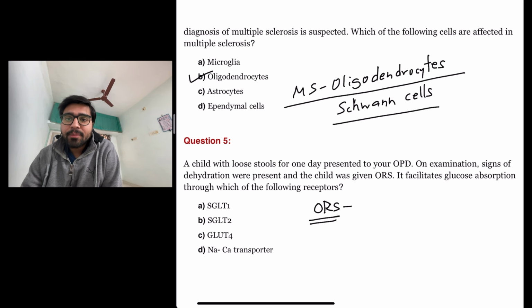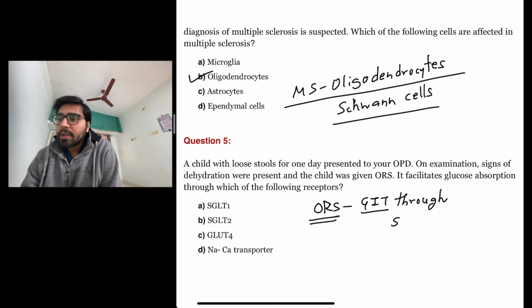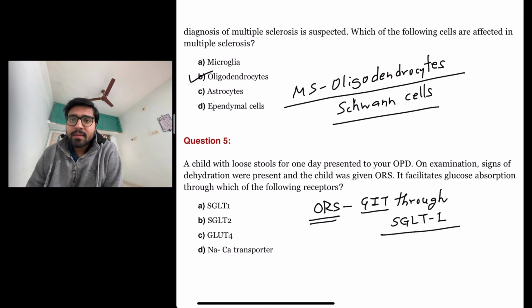ORS is actually reabsorbed from the GIT through sodium glucose cotransporter 1, because it helps in glucose absorption in the small intestine and renal tubules. And SGLT2 helps in the absorption of glucose in the renal tubules only. So the answer here is A, SGLT1.